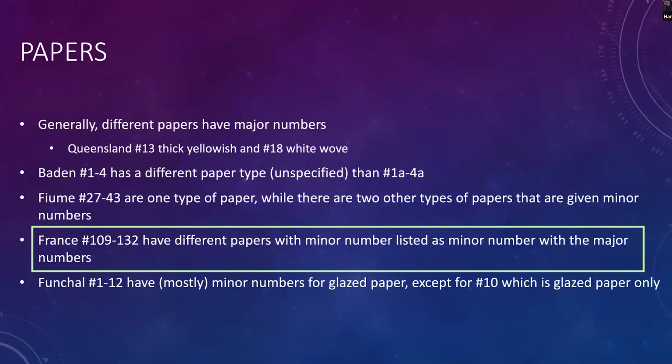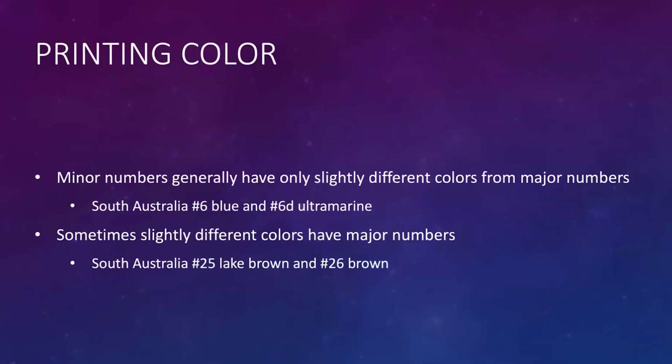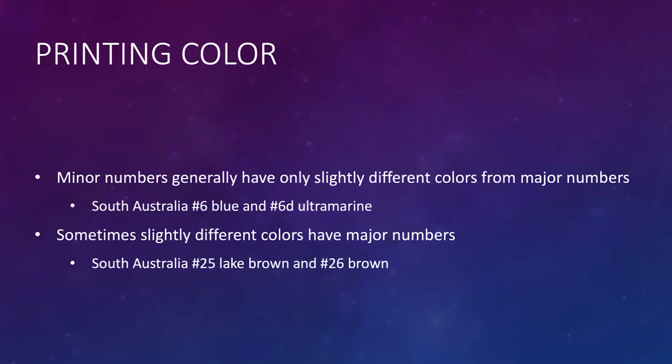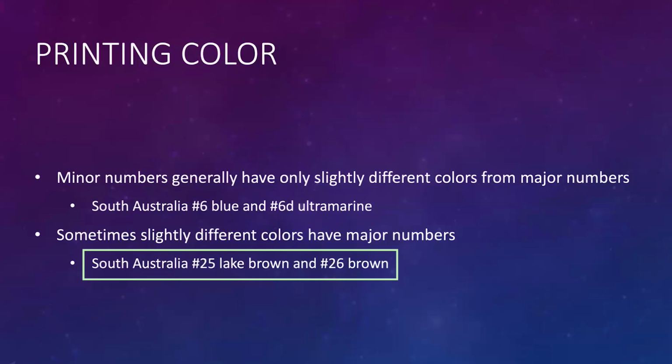France, very similar, and Funchal, they've given a major number to number 10, which exists only on glazed paper, whereas all the other major numbers are a different kind of paper. Printing color, minor numbers generally have only slightly different colors from major numbers. So in South Australia, number 6 is blue, and 6D is ultramarine. However, sometimes slightly different colors have major numbers. So South Australia number 25 is lake brown, but the regular shade of brown is number 26.